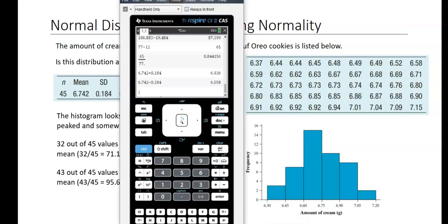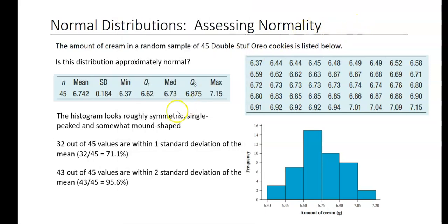So to get two standard deviations, you could take this and do 2 times that, and then 2 times that. So you're subtracting two standard deviations or adding two standard deviations to the mean. So bigger than 7.11, I see one value. Smaller than 6.374, I see one value, I believe. So there's only 2, so 43 of 45 are within two standard deviations. So that's 95.6. I'm very happy with that number.